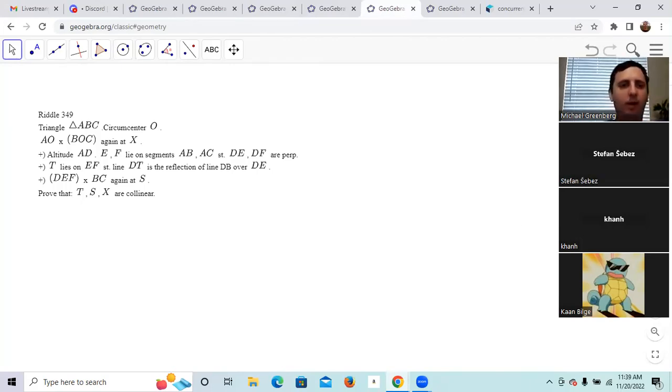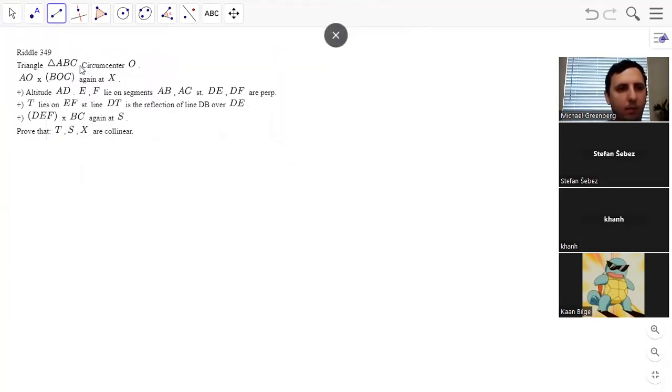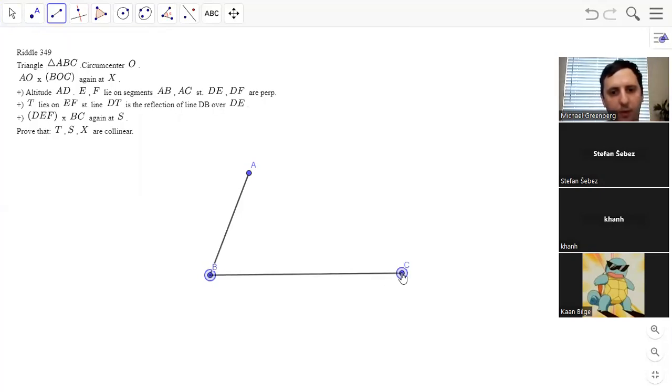Okay. All right. So we have a triangle ABC with circumcenter O. And we see where AO meets the circle BOC.